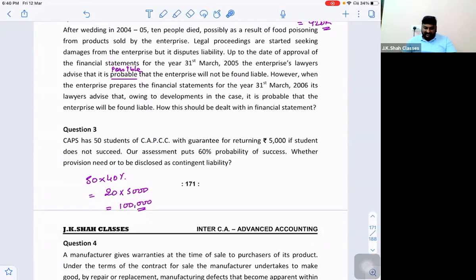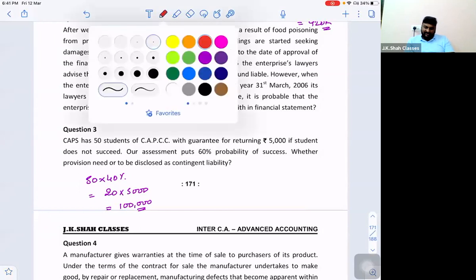CAPS has 50 students of CA-PCC with a guarantee of returning 5,000 rupees if the student does not succeed. Technically, if the student fails, they will give 5,000 rupees back. Our assessment puts a 60% probability of success. Whether the provision needs to be made or disclosed as a contingent liability is what they are asking. This is a bit tricky question.